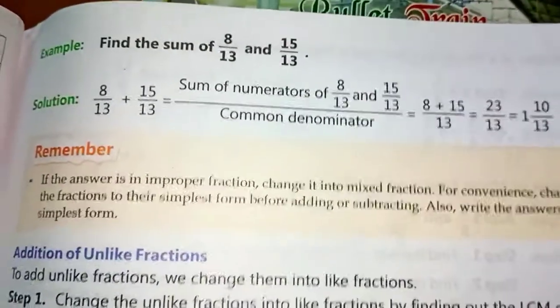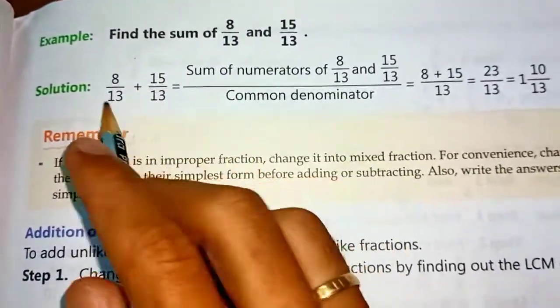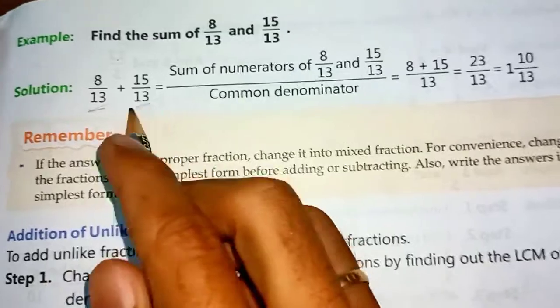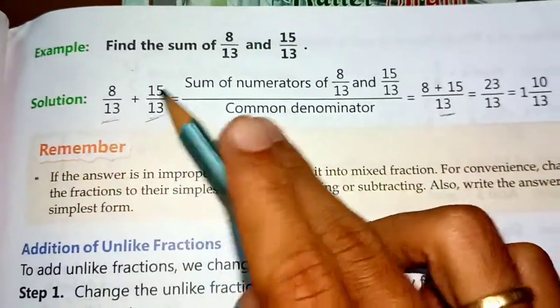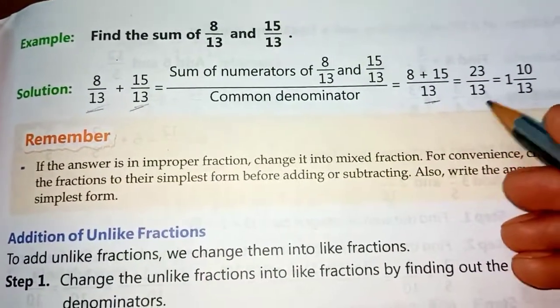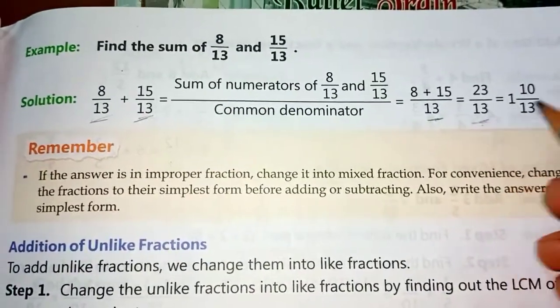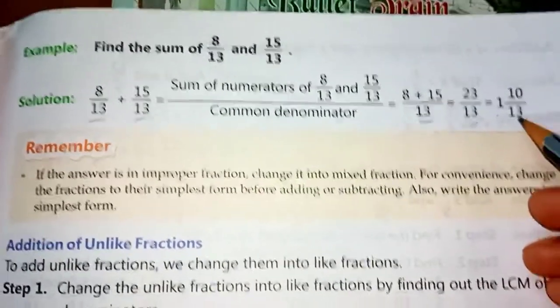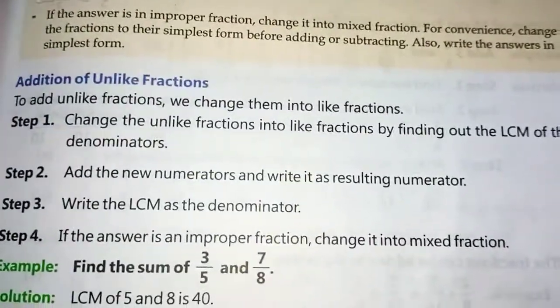Let's take one more example. Find the sum of 8 by 13 and 15 by 13. So again we will take 13 as our common denominator and add 8 plus 15. So 8 plus 15 equals 23 upon 13. Again it is an improper fraction, so we will convert it into a mixed fraction, that is 1 and 10 by 13. Now addition of unlike fractions.